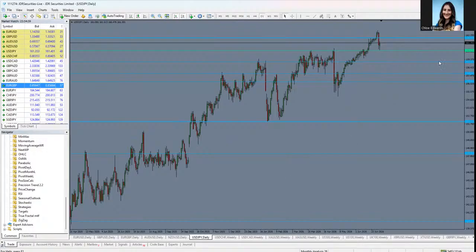So as things currently stand, I am bullish, but this horizontal level really is in the way for me at the moment.